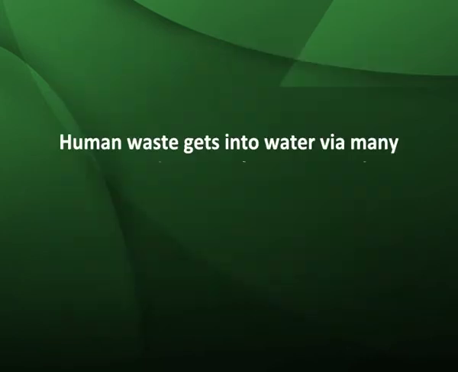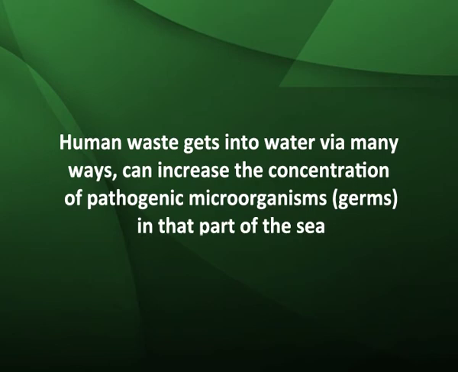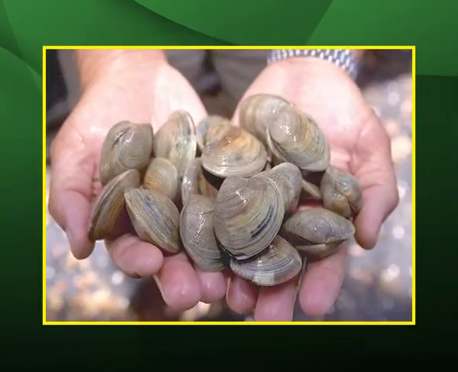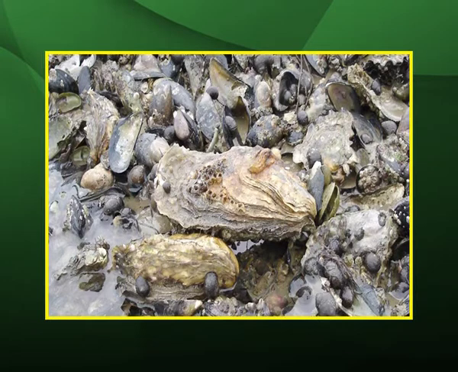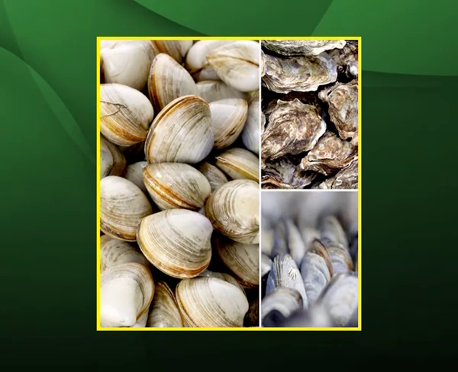Human waste gets into water in many ways and can increase the concentration of pathogenic microorganisms in that part of the sea. Filter feeding bivalve marine animals like mussels, clams and oysters concentrate pathogens in their gut. So, eating these animals from polluted waters has a health risk. The discharge of sewage is a ubiquitous problem and may cause severe bacteriological pollution, harming local fisheries and aquaculture, and in some areas leading to an excess of nutrients.